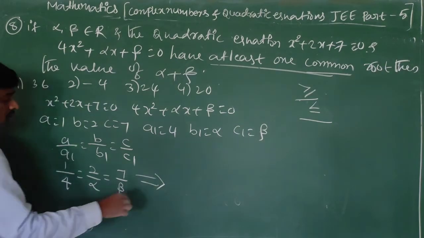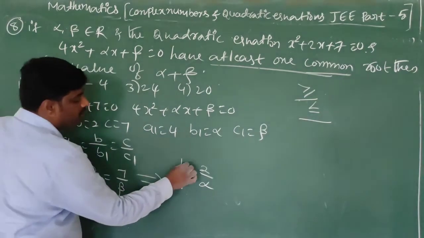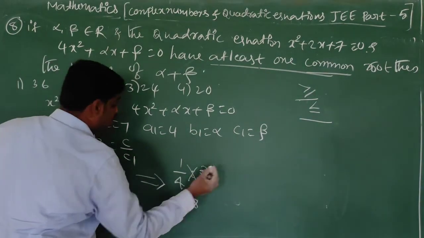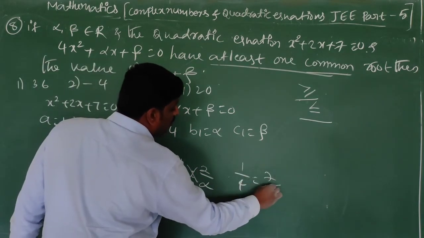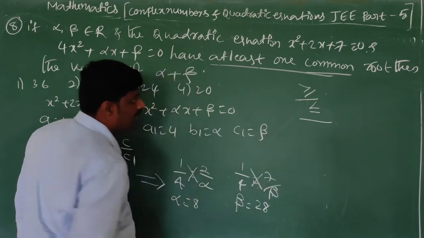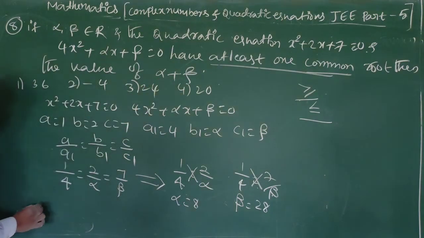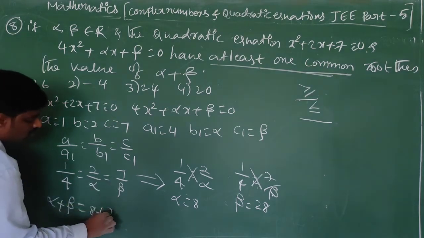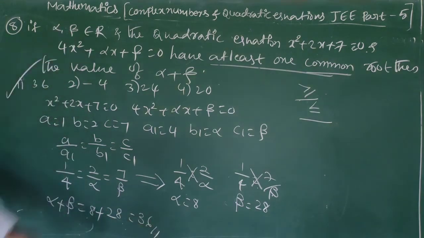So this becomes 1 by 4 is equal to 2 by alpha. By cross multiplication, alpha is equal to 2 fours are 8. Next, 1 by 4 is equal to 7 by beta. Therefore, by cross multiplication, beta is equal to 7 fours are 28. But they are asking the value of alpha plus beta. What is the alpha value? 8. What is the beta value? 28. 28 plus 8 is how much? 36. Which option? First option.